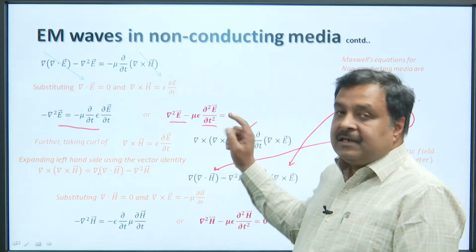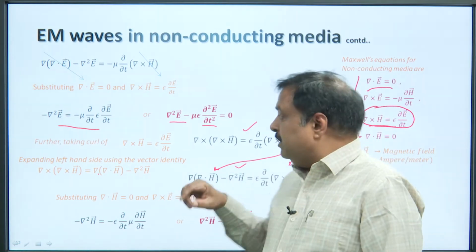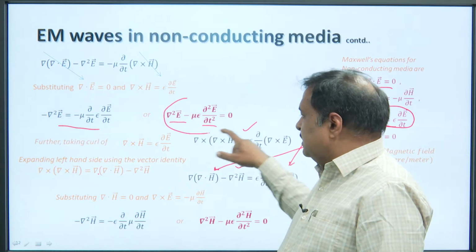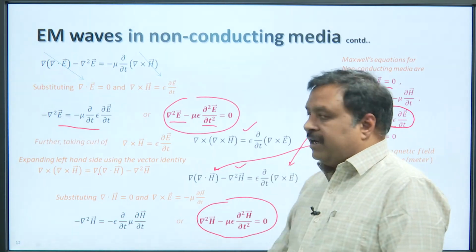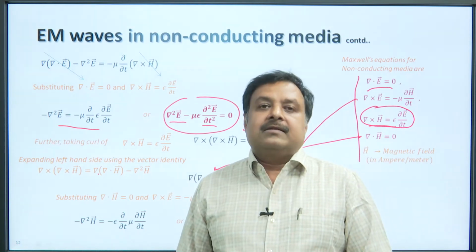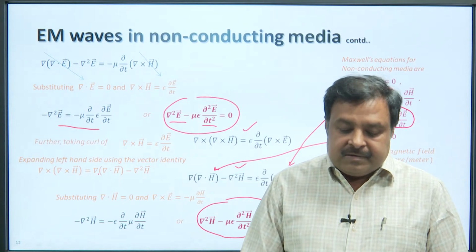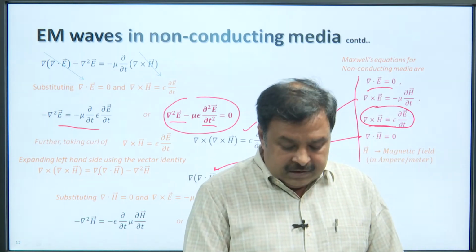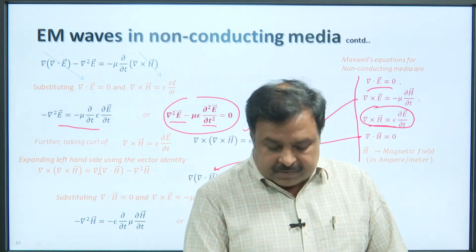So, we get two equations for the electric field and the magnetic field, this equation and this equation. These two equations hold when the electric and magnetic fields are time varying. Okay. So, let us see now what these equations represent.